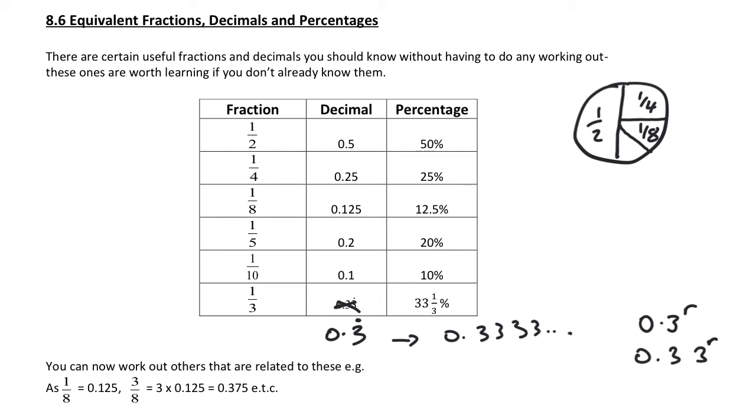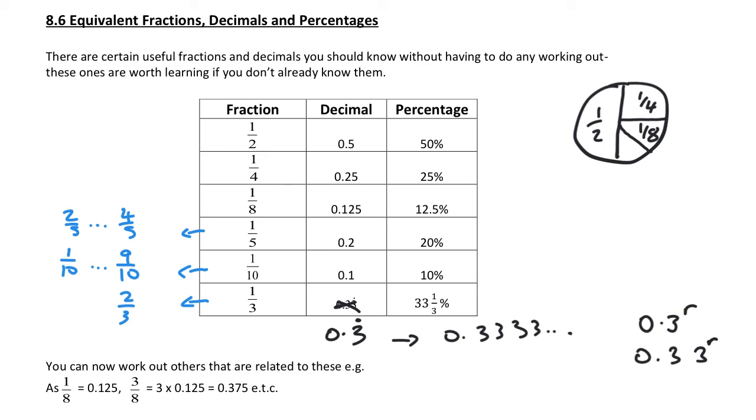From some of these then we should be able to work out others as well. So from a tenth we should be able to work out everything from 1/10 up to 9/10. It's not a difficult extension to that. It's going to be from 10% up to 90%. Similarly with a fifth, we should be able to work out 2/5 as well, up to 4/5. With a third, we should be able to also work out 2/3. So it would be 0.6 recurring and 66 2/3%.